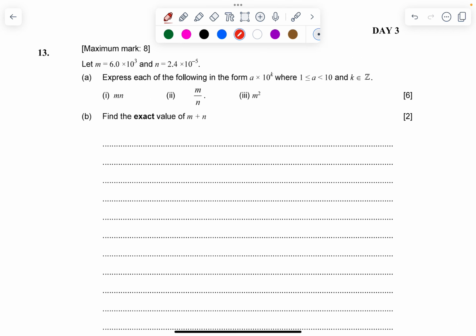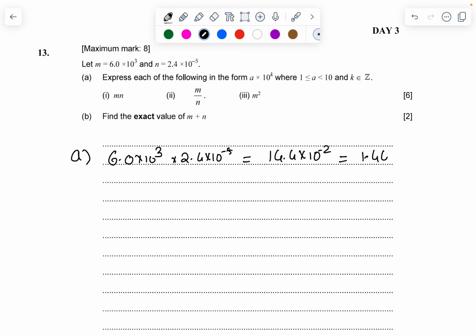Next question number 13. M is given, N is given. Find MN. So directly you can use the calculator. 6.0 times 10 to the power of 3 times 2.4 times 10 to the power of negative 5. Directly the calculator should give you 14.4 times 10 to the power of negative 2. But I want standard form. So 1.44 times 10 to the power of 1 times 10 to the power of negative 2, which is going to be 1.44 times 10 to the power of negative 1.